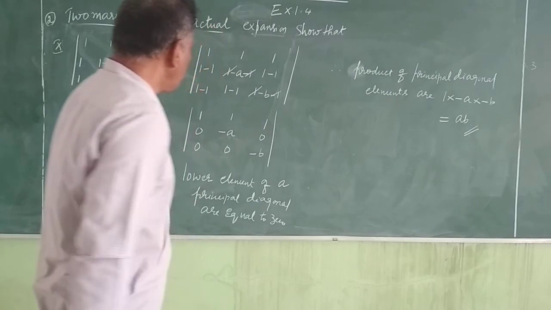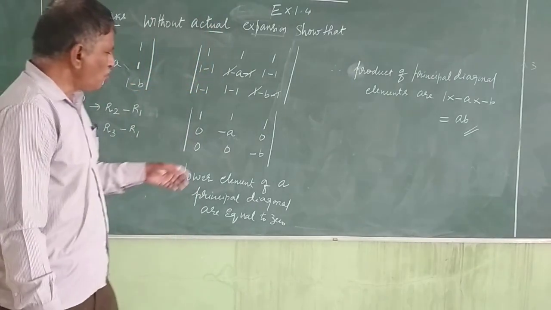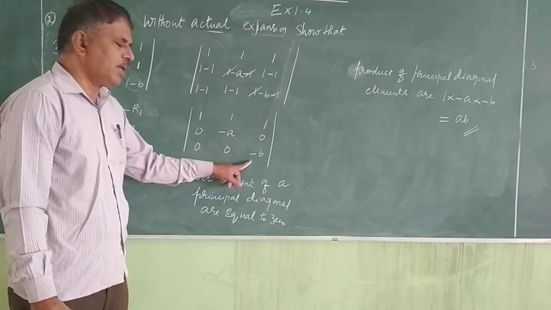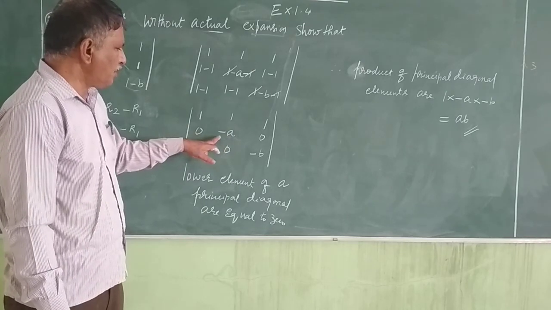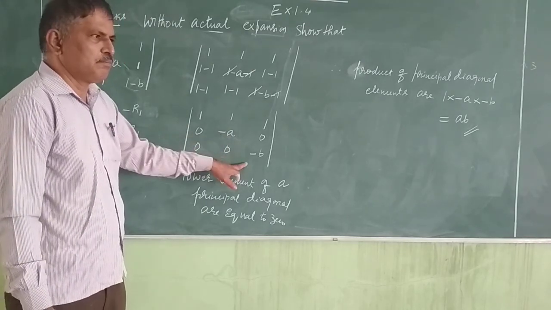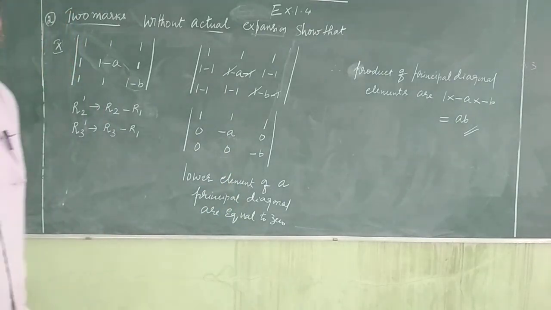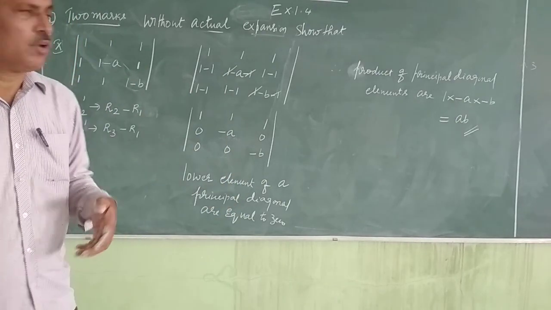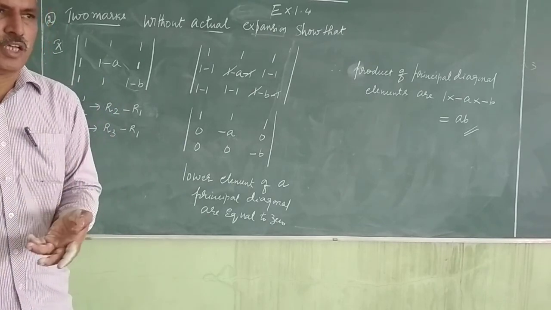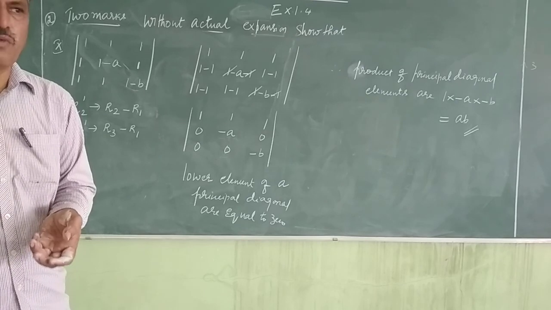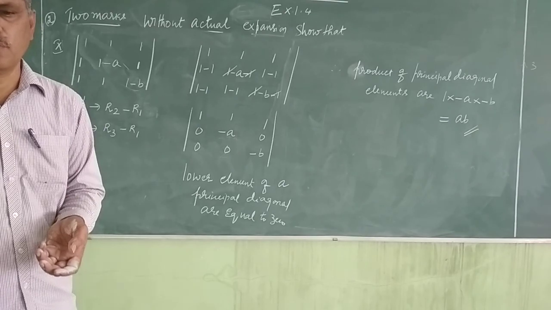Hence it is proved. Similarly, the 10th problem. In the 10th problem, we will not get minus A minus B, we will get AB. The steps are the same, except here we get only AB. Remaining all are the same. So thereby, in exercise 1.4, the 2 marks questions are over. In the next class, we will take 3 marks questions, which are very, very important ones. Yes, thank you very much.